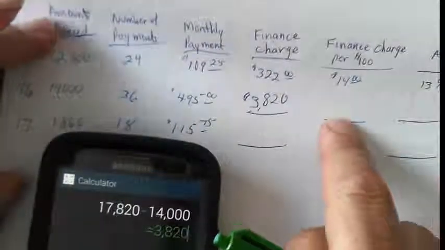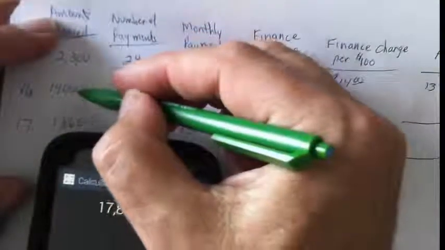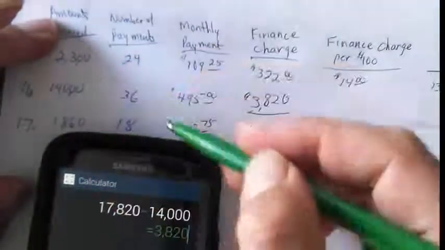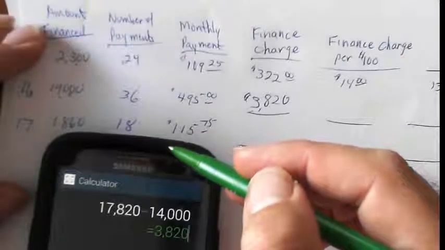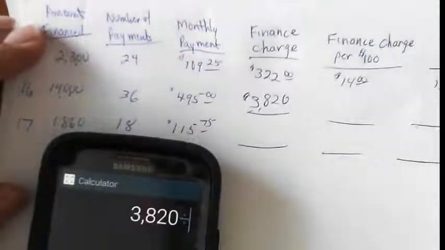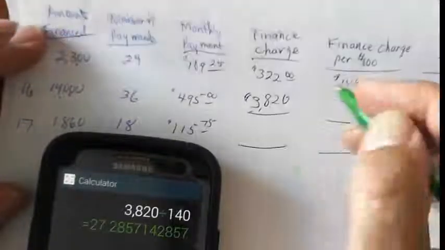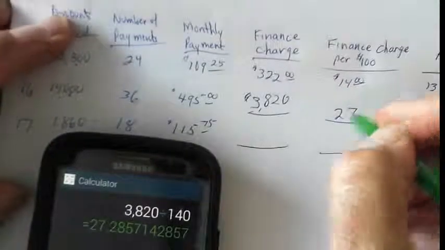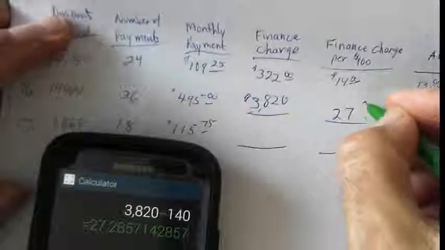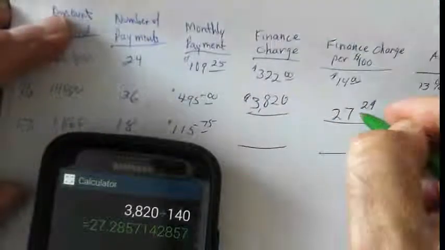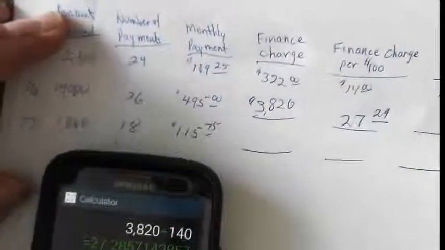Okay, so we're going to do how much per 100. So we're going to take the 14,000 and move that over, it's divided by 100. So now we're going to divide this by 140. Okay, so we get 27.29. I'm going to round up. Okay. I want to do one more.